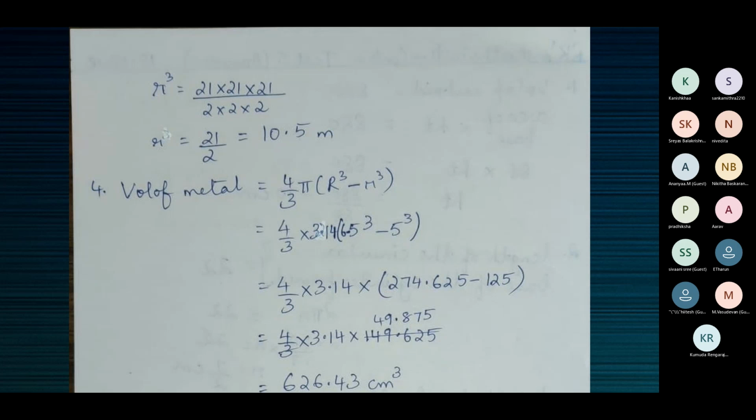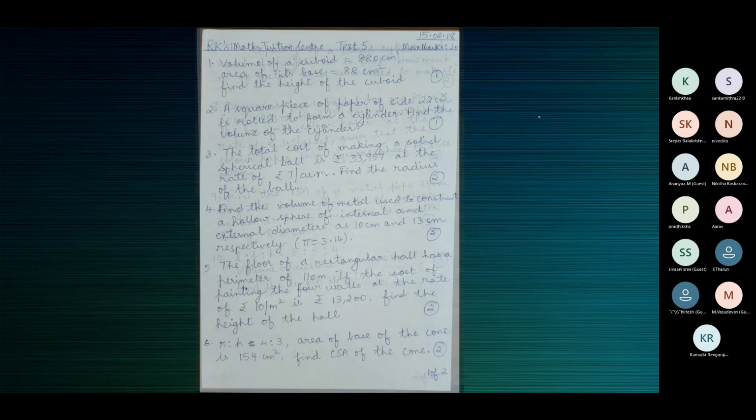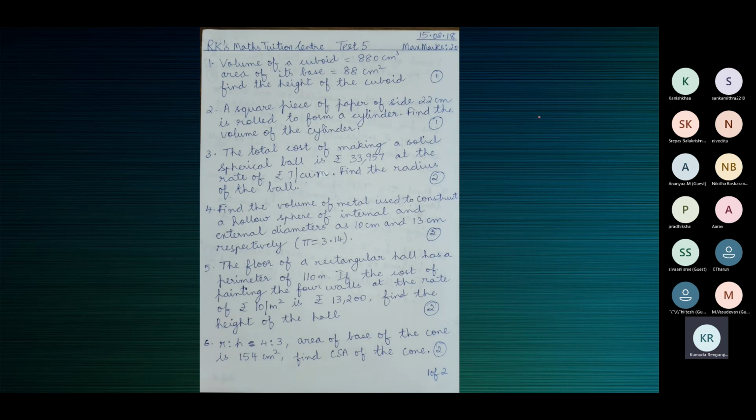Finished working? Completed working, children? Yes, ma'am, completed. Question 5 is simple because we have already seen a similar one in exercise 13.1. Work 5 and 6 and we'll see the answers.